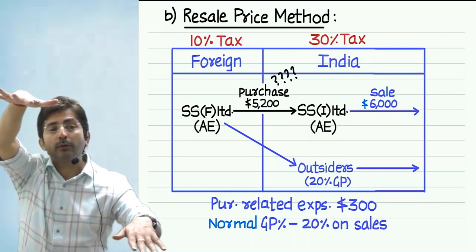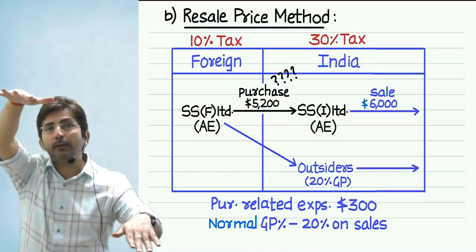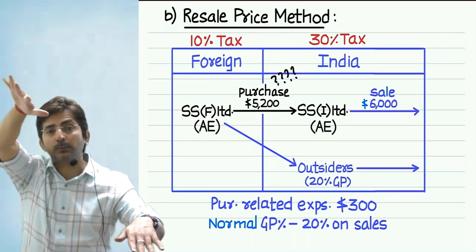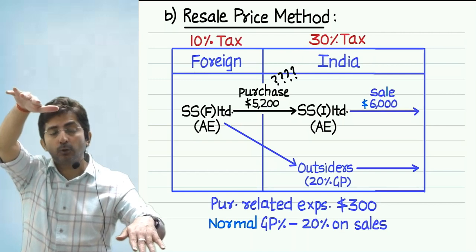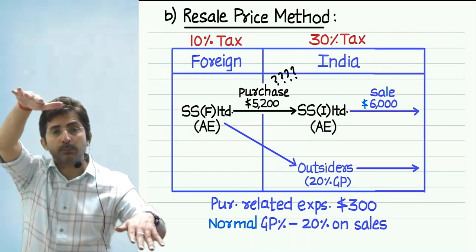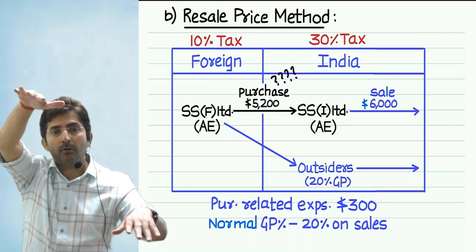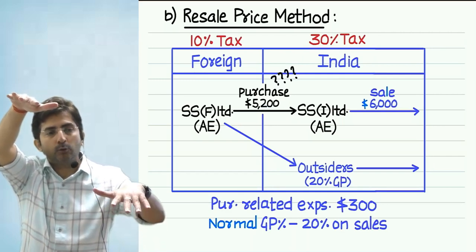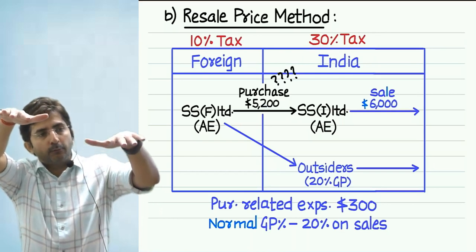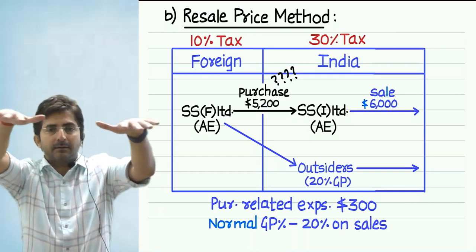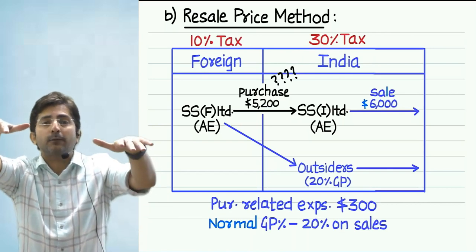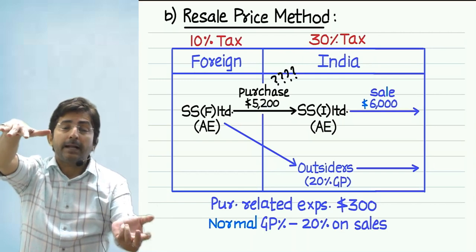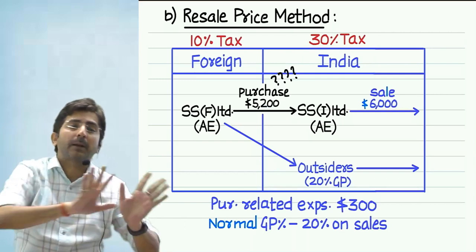So what to do? What did I explain? Don't touch the associated enterprise price. You have to touch the outsider's price. So what should I do? Obviously this hand has to go up. This is at FOB. So I will have to add insurance and freight to bring it at par. So add insurance and freight, because the outsider's price is at FOB. And all the adjustment you have to do in the outside price.